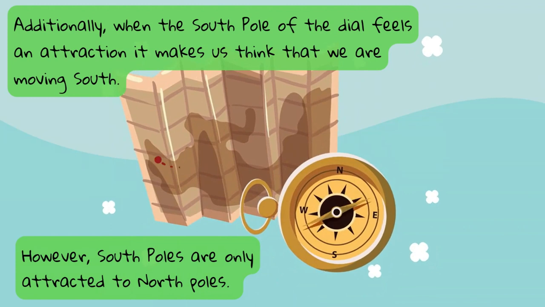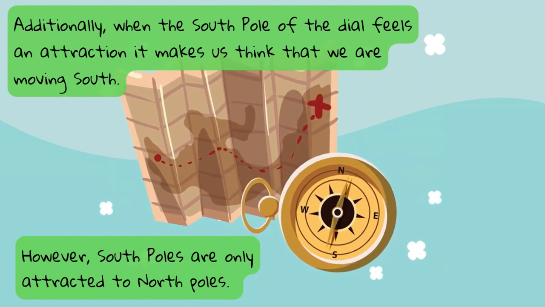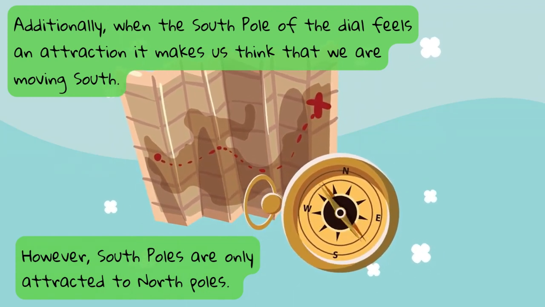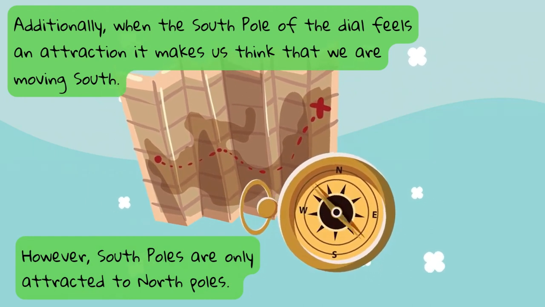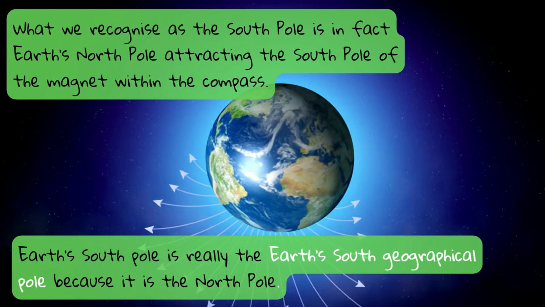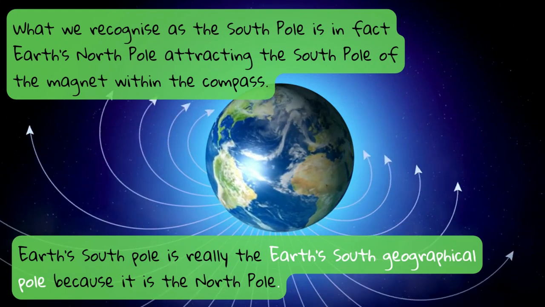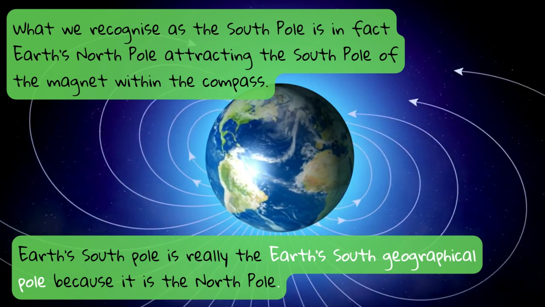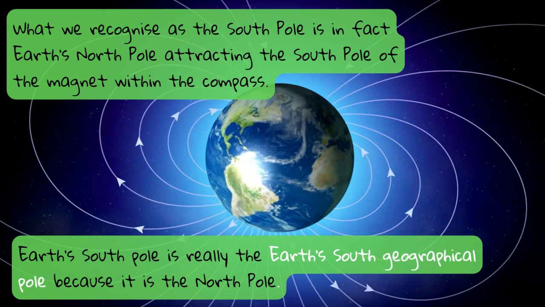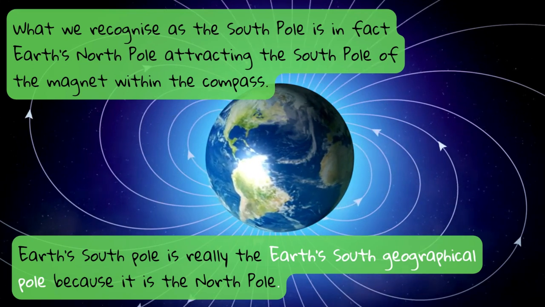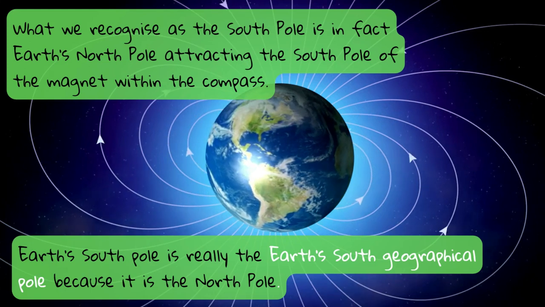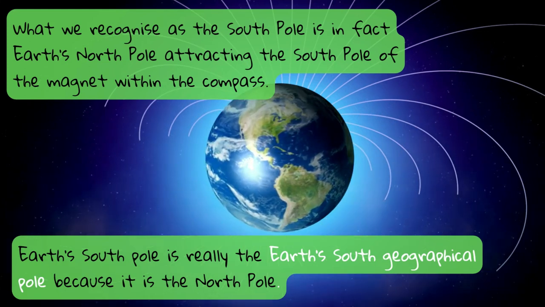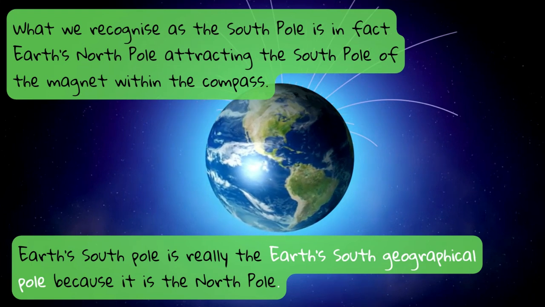Additionally, when the south pole of the dial feels an attraction, it makes us think that we are moving south. However, south poles are only attracted to north poles. What we recognize as a south pole is in fact Earth's north pole attracting the south pole of the magnet within the compass. Earth's south pole is really the Earth's south geographical pole or the south seeking pole because it is a north pole.